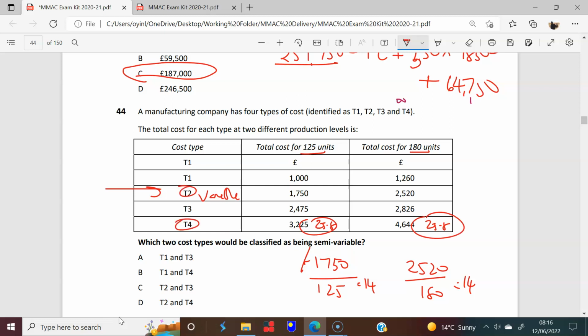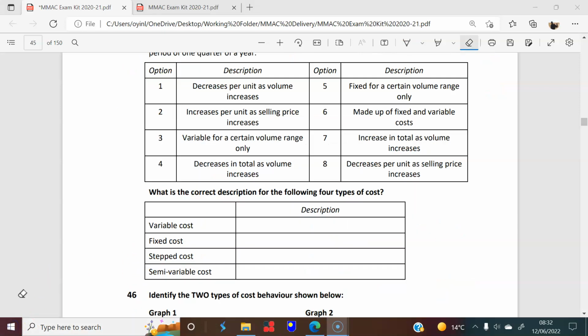T2 and T4 are purely variable, which leaves you with T1 and T3, because when you do these, you will notice that the cost per unit falls. So the more units you're making, like all things, fixed cost per unit will fall. So your answers here are T1 and T3 because these costs are falling as you increase the number of units. Cool.